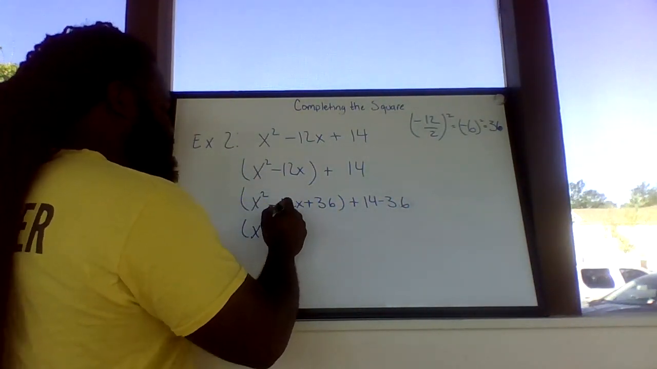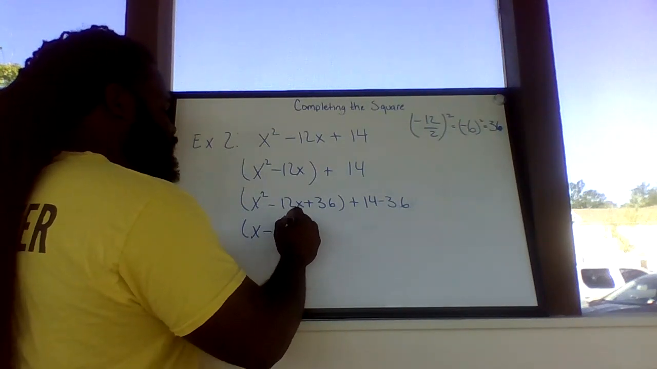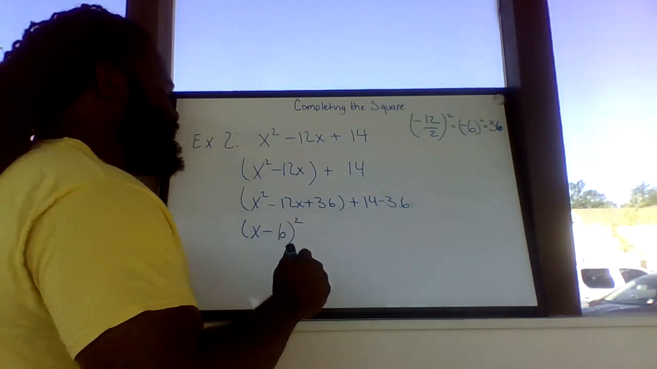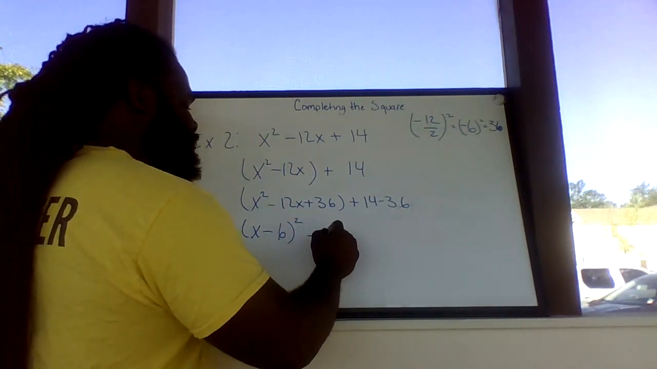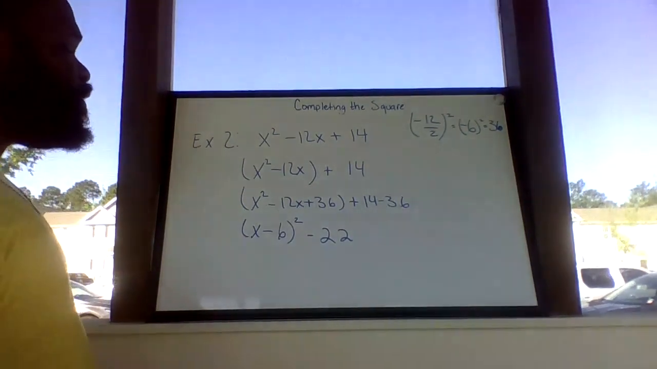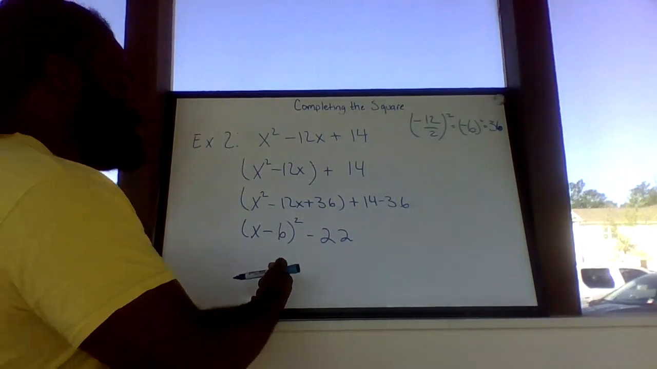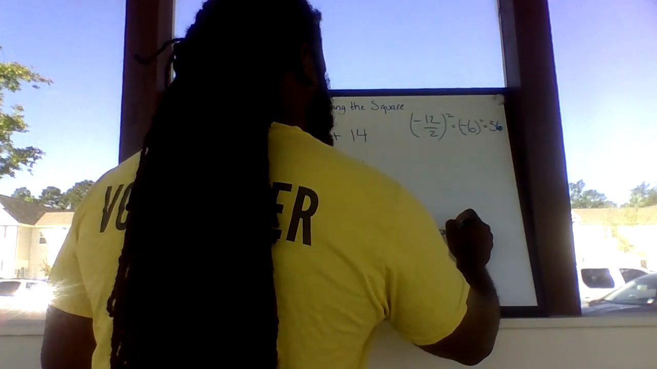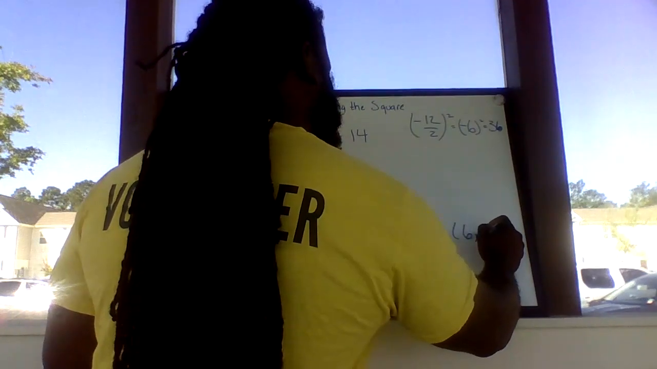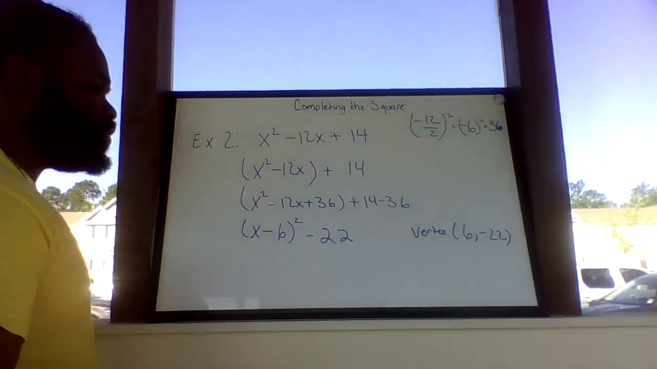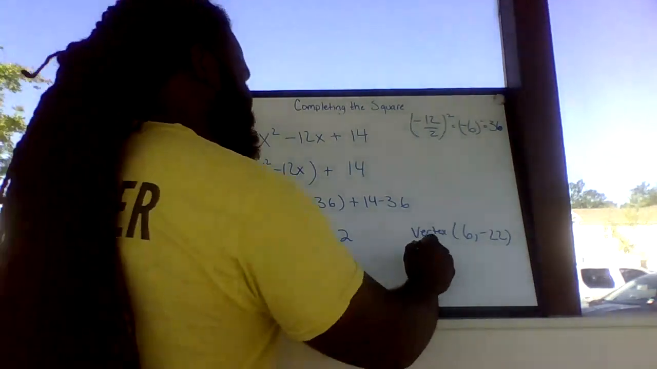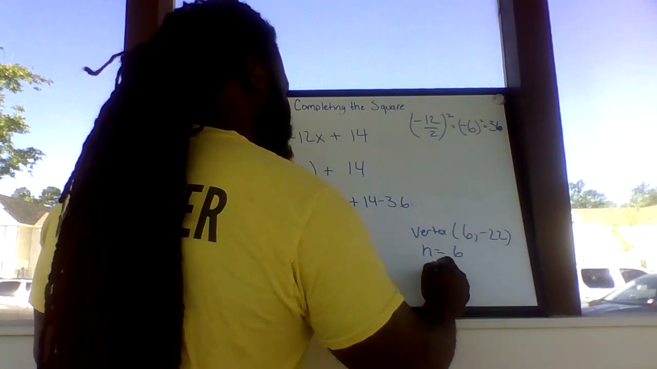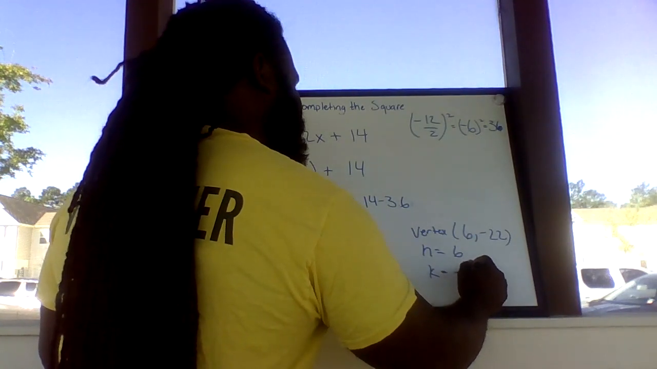form, which gives me x minus half of 12, which is 6, squared, and then we have 14 minus 36, which gives me negative 22. And now we've written this in vertex form. This lets me know that my vertex would be a positive 6 and negative 22. That lets me know that my h from my vertex form is a positive 6. My k in this vertex form is a negative 22.